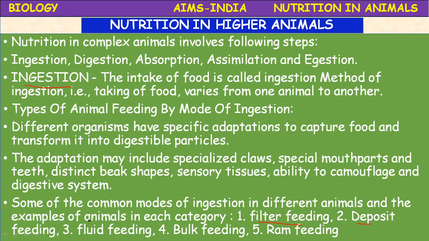Next, fluid feeders. Fluid feeding is one method. Fluid feeders thrive on nutrients obtained from the fluids of other organisms. The organisms can be hematophagous, which means they feed on blood. They are also called sanguivorous. They feed on blood.